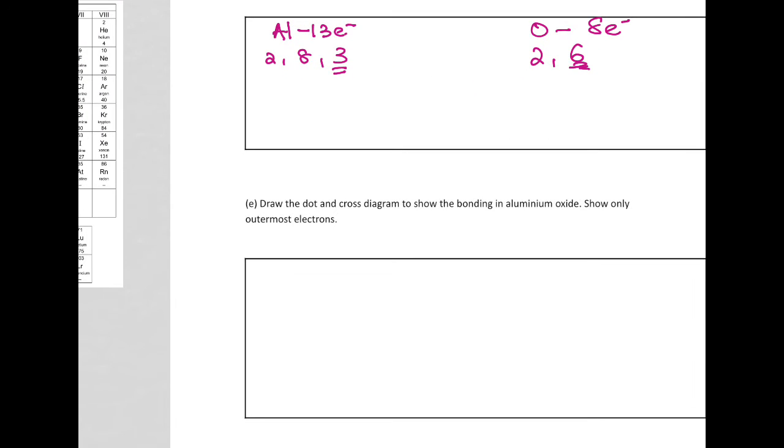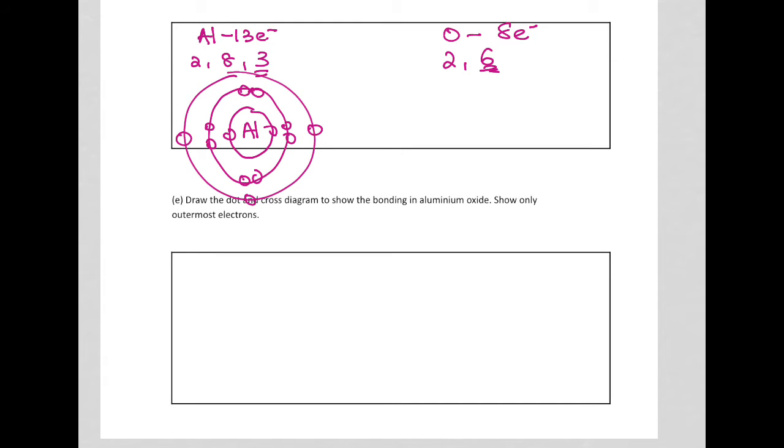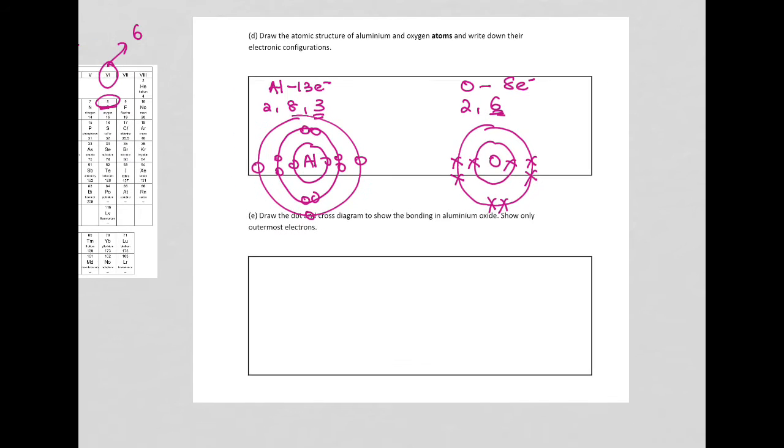So let's draw this. So aluminium, first shell, second shell, and third shell. Like this. And then oxygen, you're going to have 1 and 2 shells. Right, so this is the structure for aluminium and oxygen.